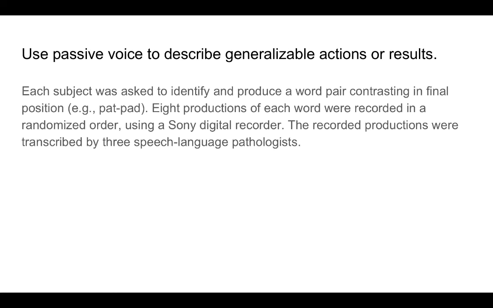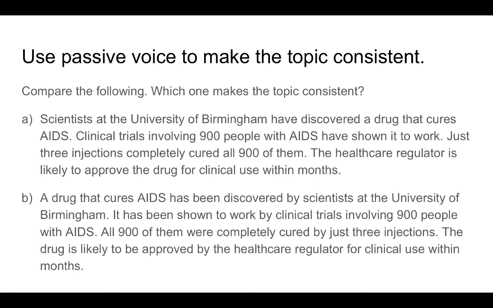Sometimes you're wanting to just focus on actions or results, so you want to use the passive voice. Each subject was asked. 8 productions were recorded. The productions were transcribed. If you were writing this in active, how do you think it might read? I asked each subject to identify. I recorded. I transcribed, and so forth. But here it's less important that I did it and more on what was done. So passive voice seemed more appropriate.